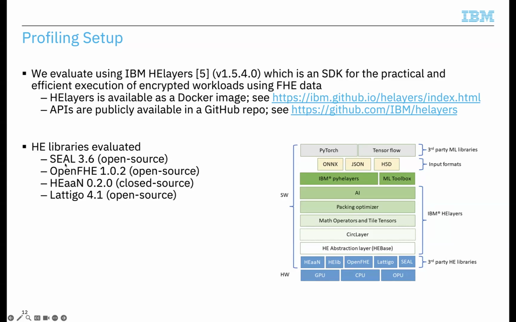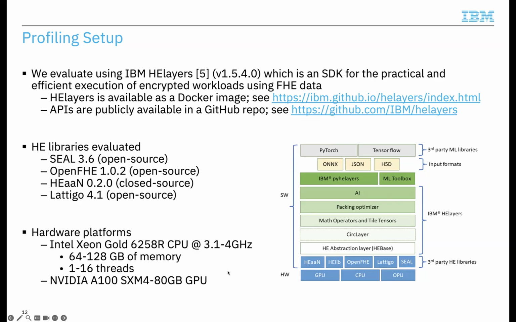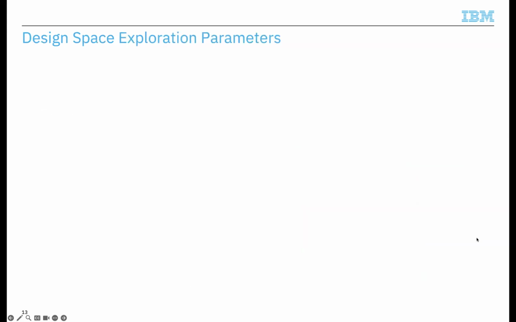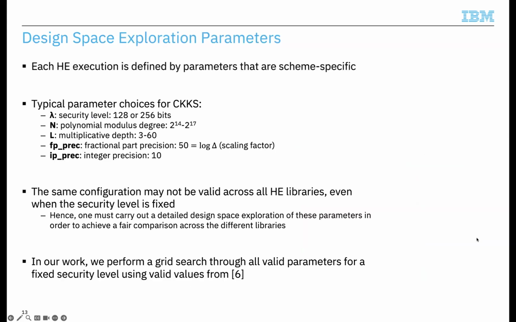In particular, we looked at SEAL, OpenFHE, HEaaN, and Lattigo. Out of these, HEaaN is the one that's closed source, but that's also the best performing. So this is a year old, so I'm sure that OpenFHE and others have made strides. So some of the performance numbers might need to be updated. And we have done some evaluations on CPU and GPU both. And I'll show some data.